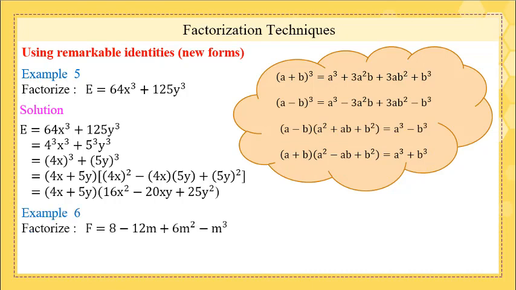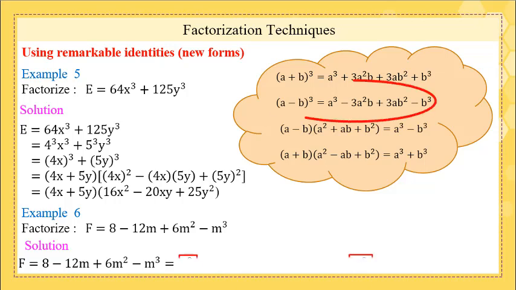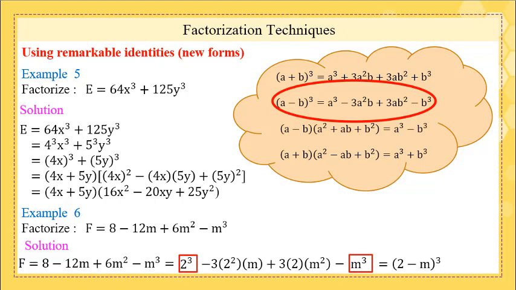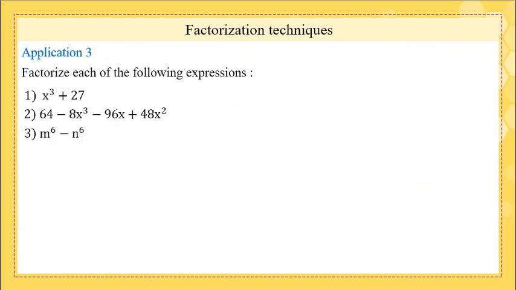Example 6. Factorize F. First of all, F is made up of 4 terms, and we have plus and minus signs, so we use the second identity. First of all, we write the first and the final term in the form of a number to the power 3, then we write the intermediate terms, and finally, according to the formula, directly we can write (2 minus m) all to the power 3.